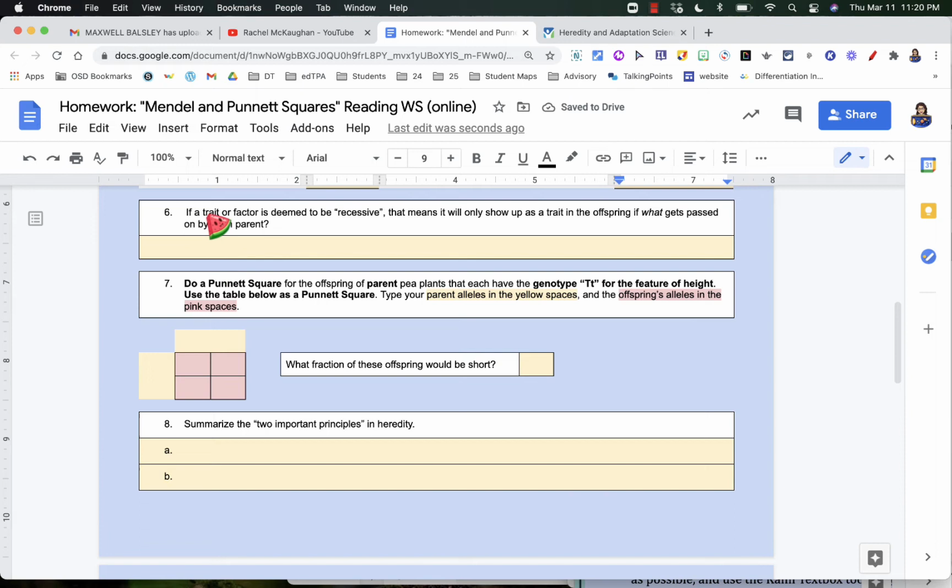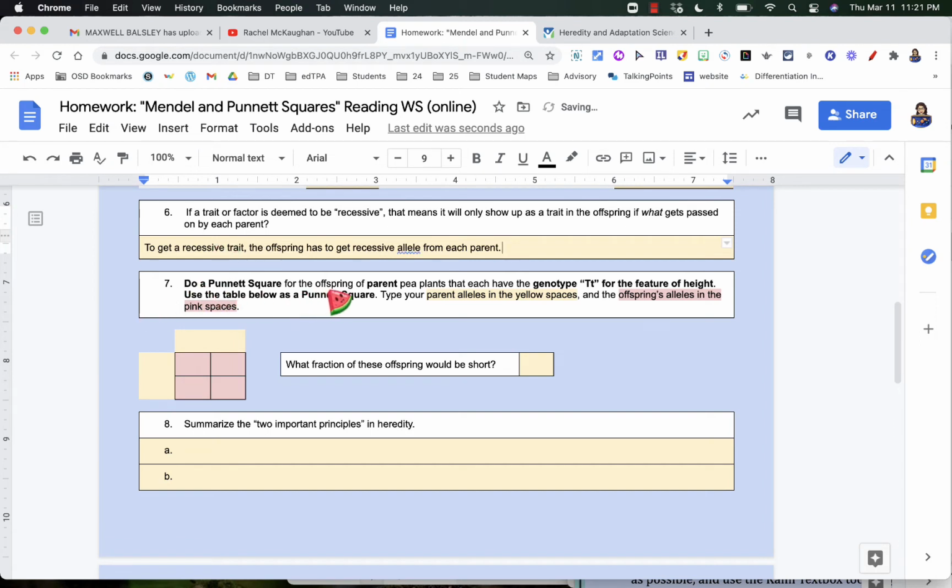And why not? If a trait or factor is deemed to be recessive, that means it will only show up as a trait in the offspring if what gets passed on by each parent. Okay, to get a recessive trait like gray eyes, bare tail, or long legs, you have to get a recessive allele from each parent.